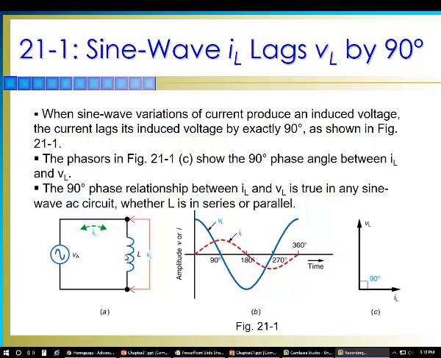It's very similar to the situation we experienced when we studied capacitors, except that in the capacitors the current led the voltage by 90 degrees. In this case, the current is going to lag the voltage. In other words, the voltage is leading the current in inductors.